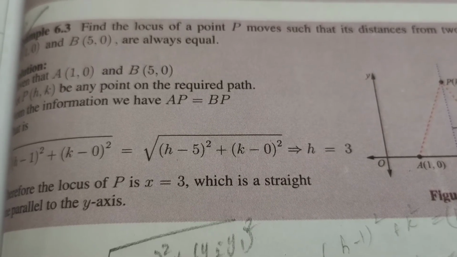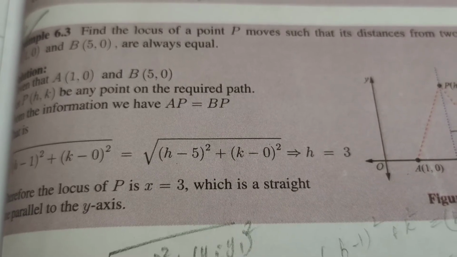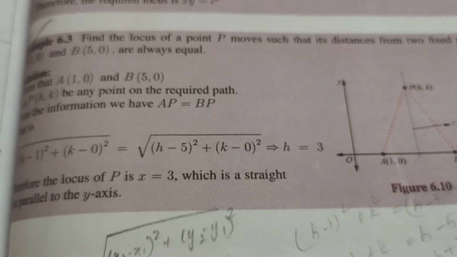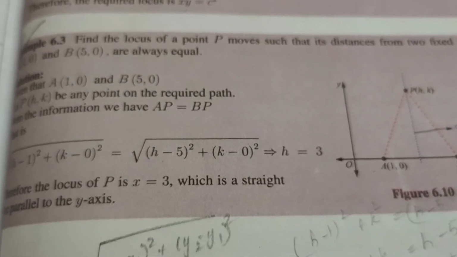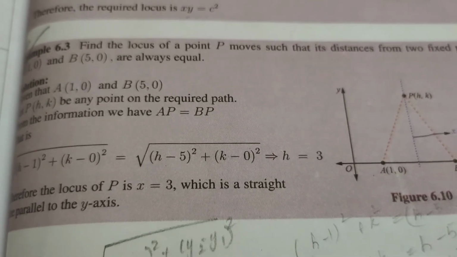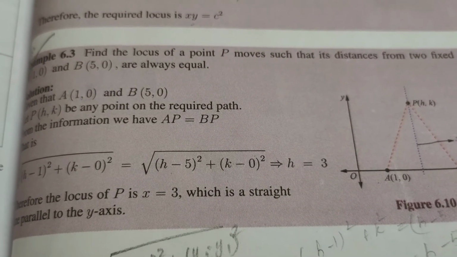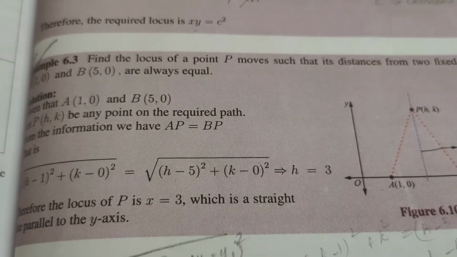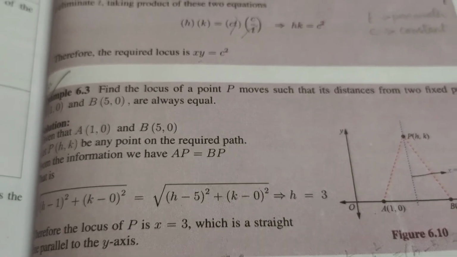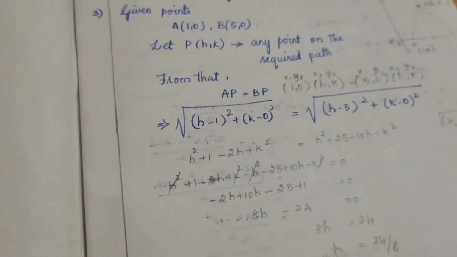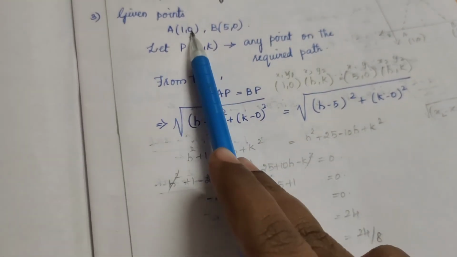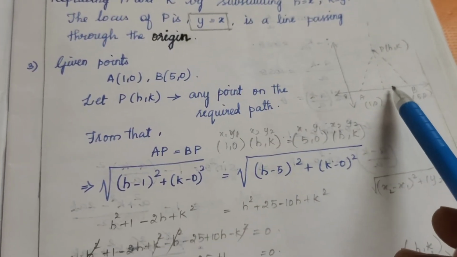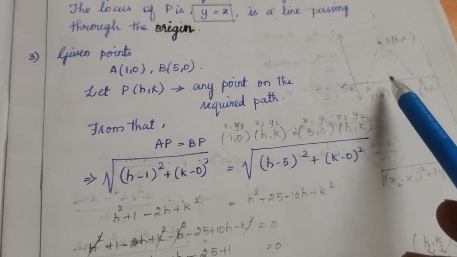Example 6.3. Find the locus of a point P which moves such that its distances from two fixed points A (1, 0) and B (5, 0) are always equal. Here the given details are: a point P is moving, but the distances from A and B are equal. It's given that A is (1, 0) and B is (5, 0), and P is moving between A and B at equal distance.